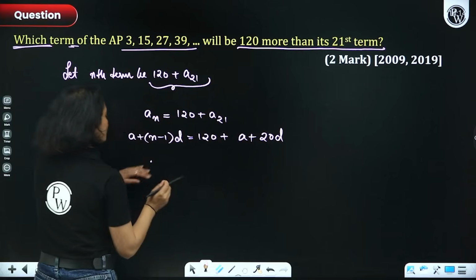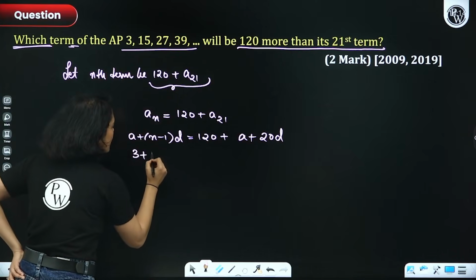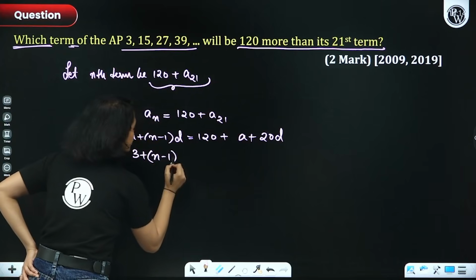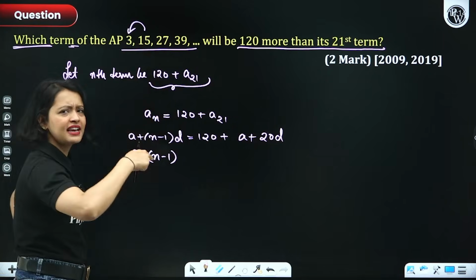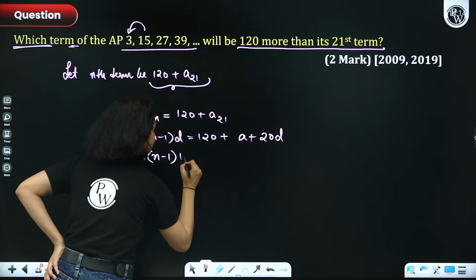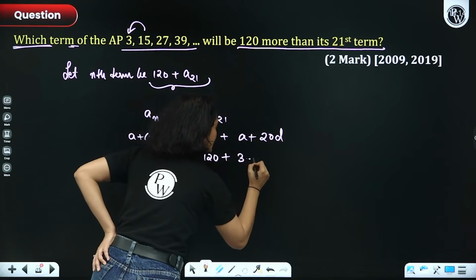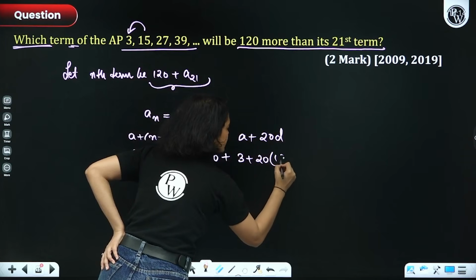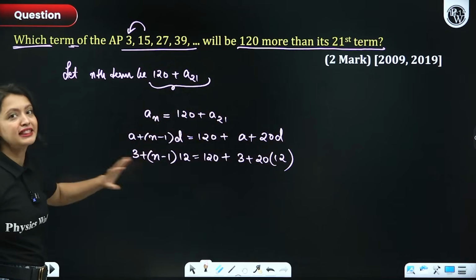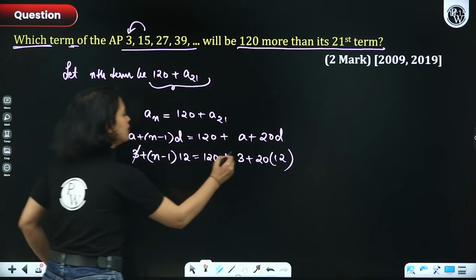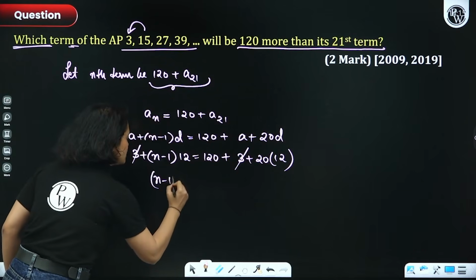Now let's put the values of A and D here. The value of A is 3. And we have to figure out the value of D, which would be 15 minus 3, that is A2 minus A1. That would be 12. So A plus n minus 1 d is equal to 120 plus, here again A is 3, and 20 into 12. Now you have to simply evaluate it for the value of n. First of all, the 3 and 3 here get cancelled. Now this becomes n minus 1 into 12.